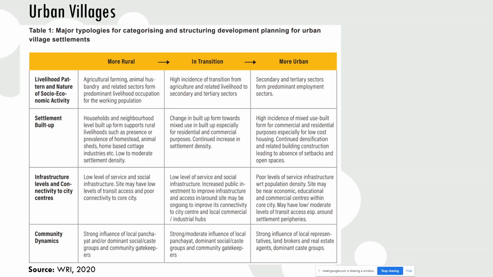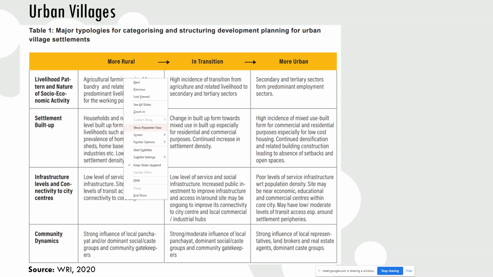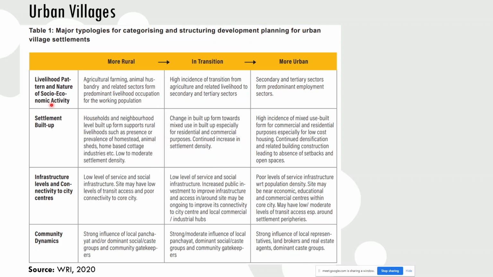The first change we are discussing is the livelihood pattern: how the livelihood of the people is changing, and the nature of the socio-economic activity. What are the different activities that used to happen when it was in a rural context, and the way it transformed into an urban village, what changes are happening as it is transitioning, and after becoming an urban village, and how the settlement built up is changing. The second one is settlement built up options, how it is changing again.